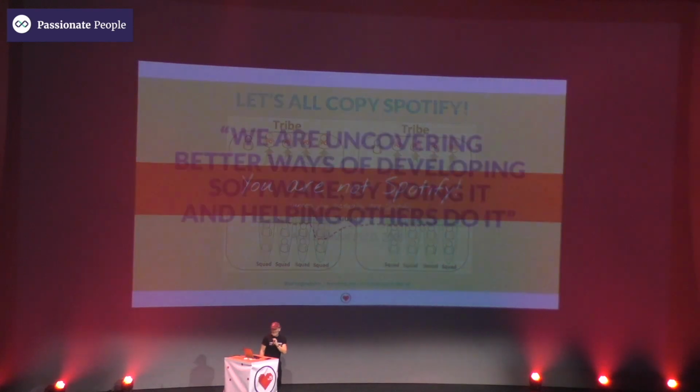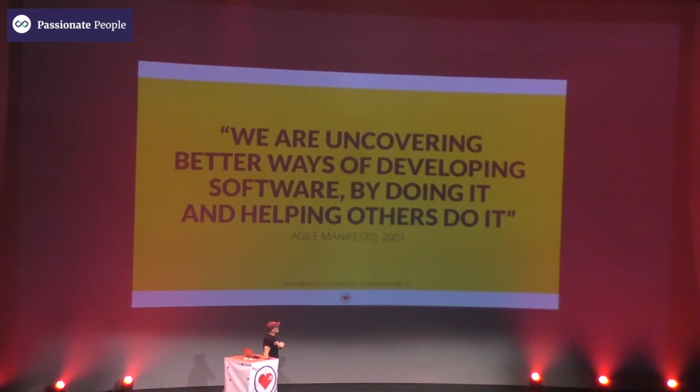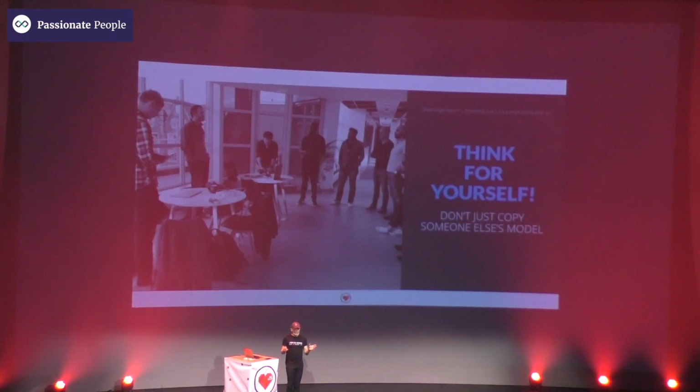And it's already said in the Agile Manifesto, right? The Agile Manifesto says, we are uncovering better ways of developing software. And the word uncovering is the key. This is what it's all about. We get better at what we do. That means you have all got to think for yourself what works best for you.